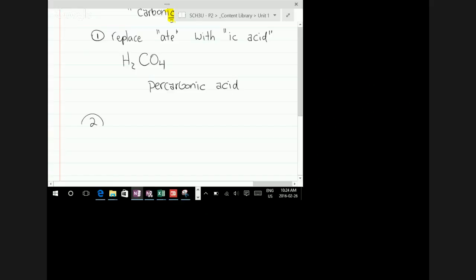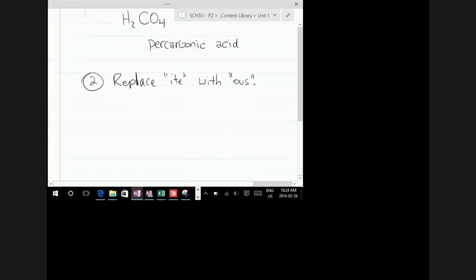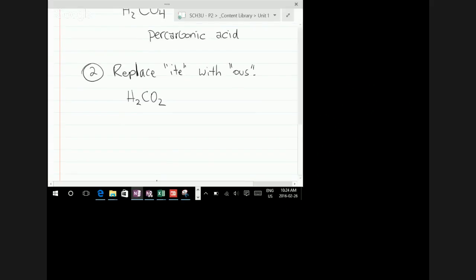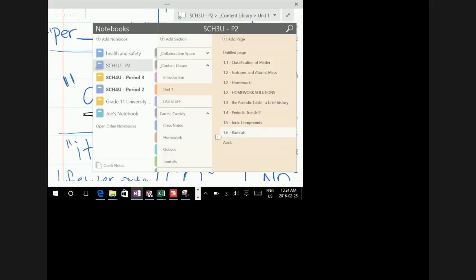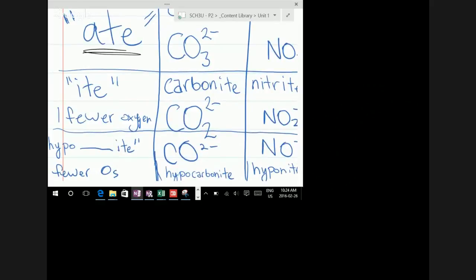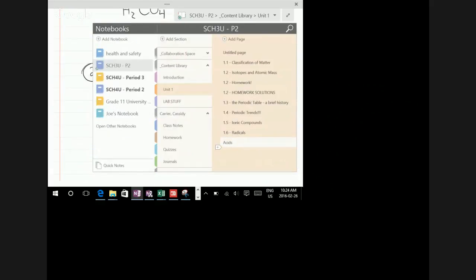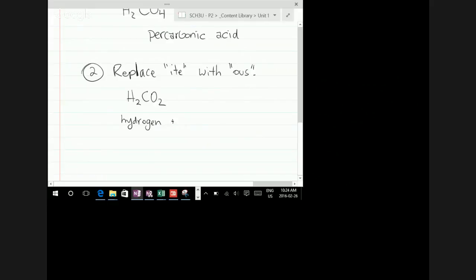The second rule is that we replace ite with ous. So H2CO2, well, that's hydrogen. And then what do we call CO2? What's that? That's carbonite, right? Oh, that should say ous acid, obviously.